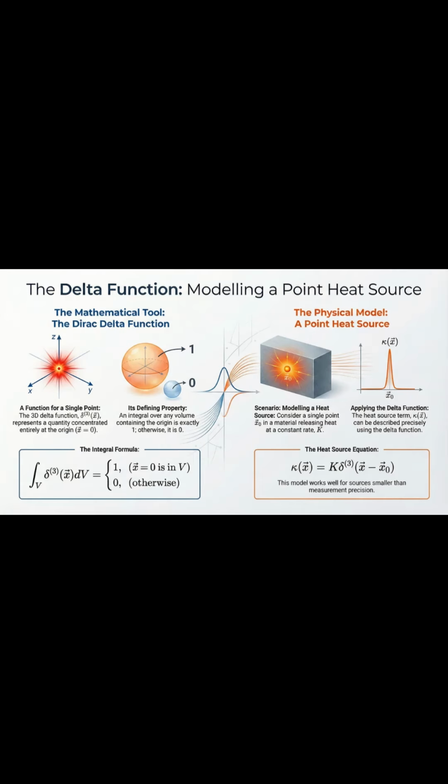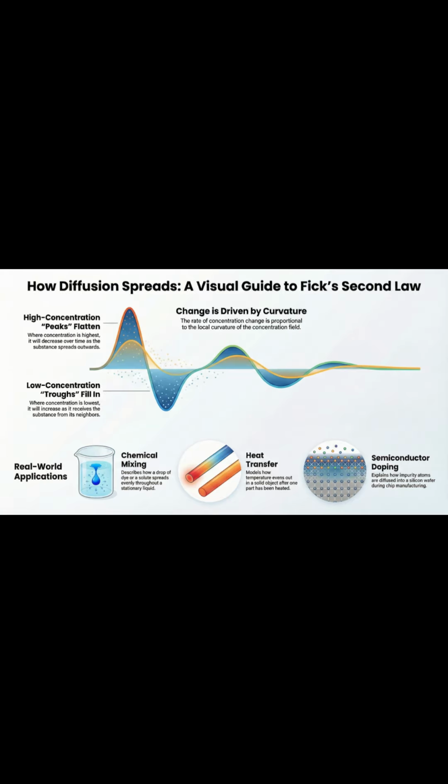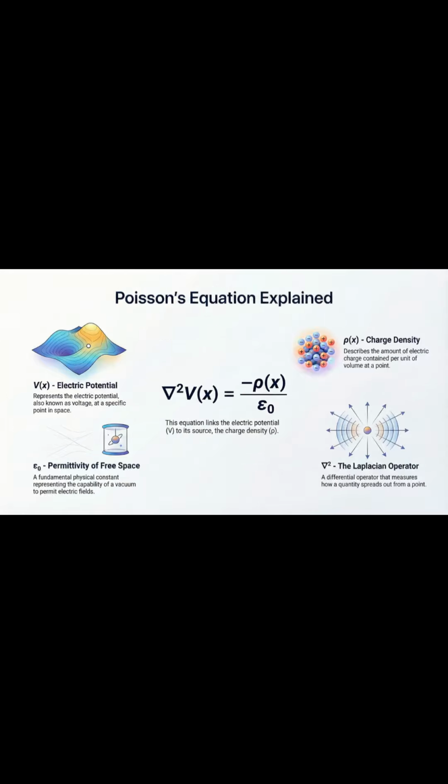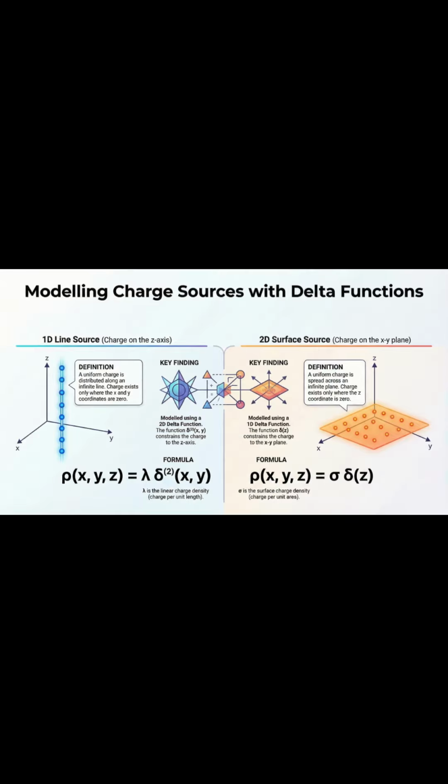You see, if you model it as a single perfect point, you get a mathematical oddity called a singularity, an infinite spike. But, and this is the really cool part, if you just spread that same energy out over, say, a line or a sphere, poof, that singularity completely vanishes. You're left with a totally smooth, realistic field right at the center.